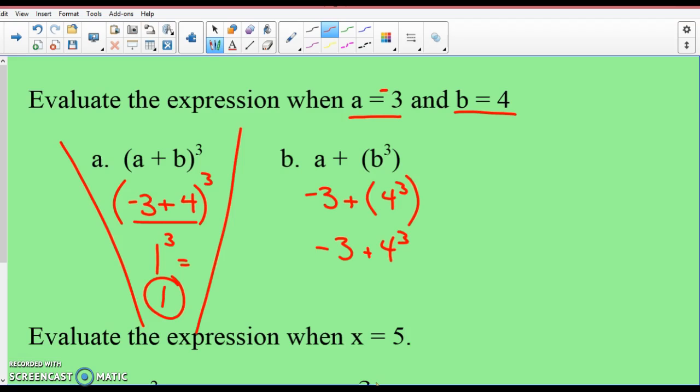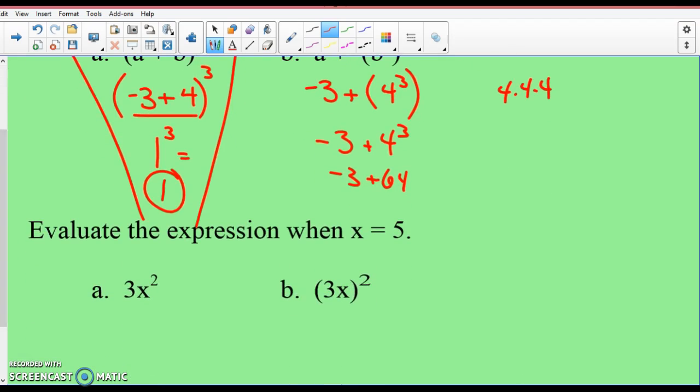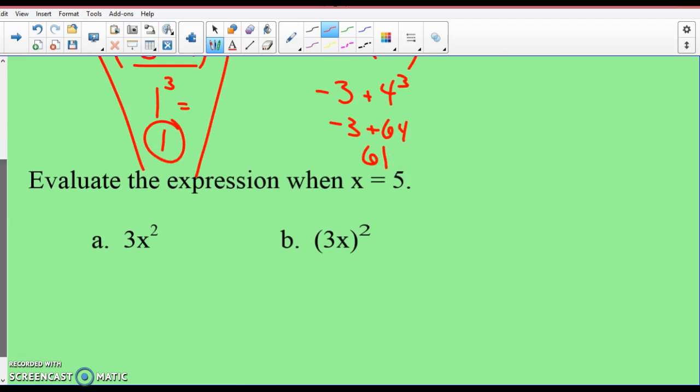I take care of exponents. So I'm going to bring down my negative 3 plus 4 cubed. 4 times 4 is 16, times 4 is 64. If you cannot do that in your head, do the math on the side. 4 times 4 times 4. What is negative 3 plus 64? 61, correct.